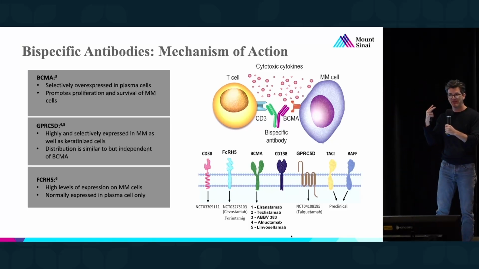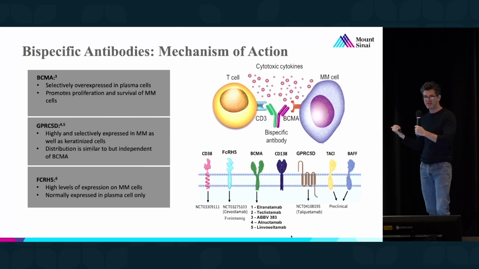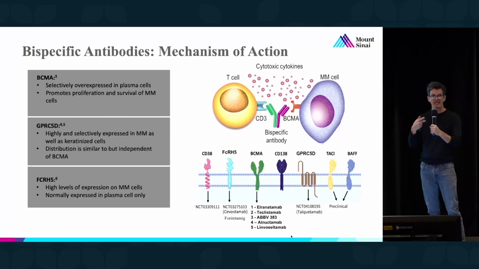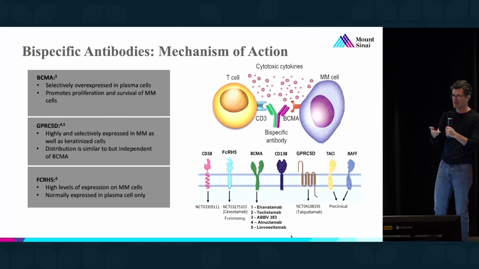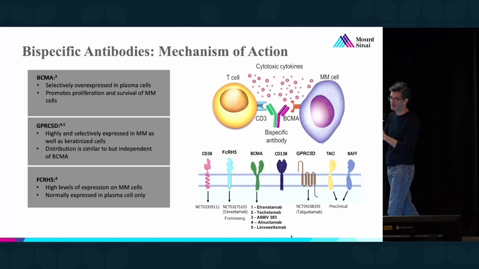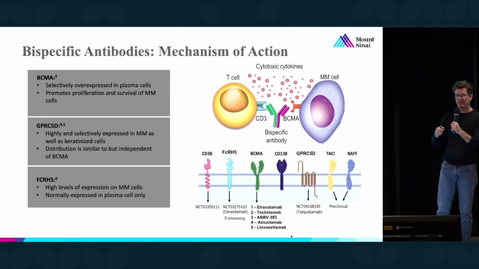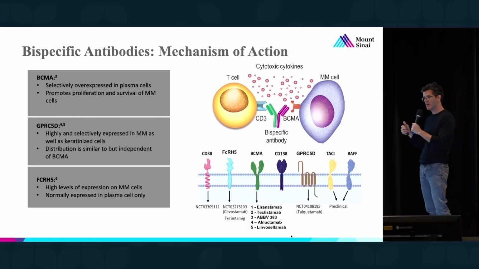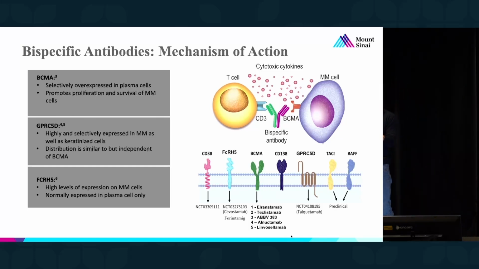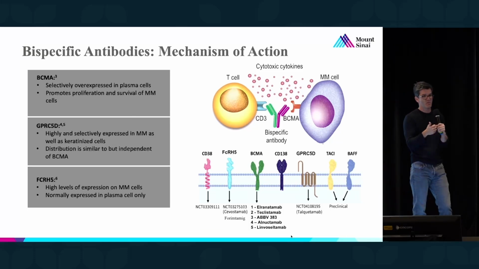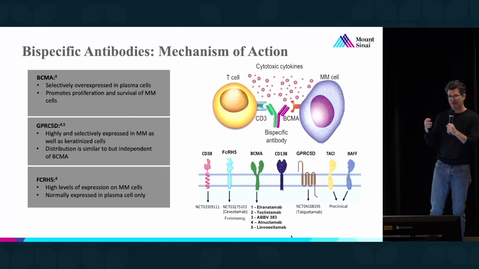So unlike BCMA-directed therapy, GPRC5D-directed therapy doesn't tend to cause that much hypogammaglobulinemia as BCMA-directed therapy, but it can still cause it, okay? Now, the other thing that we're seeing with GPRC5D is that it's not just expressed in myeloma cells, but it is also expressed in other cells that are what we call highly keratinized cells. So what is that? We see that expressed in the beds of the nail.